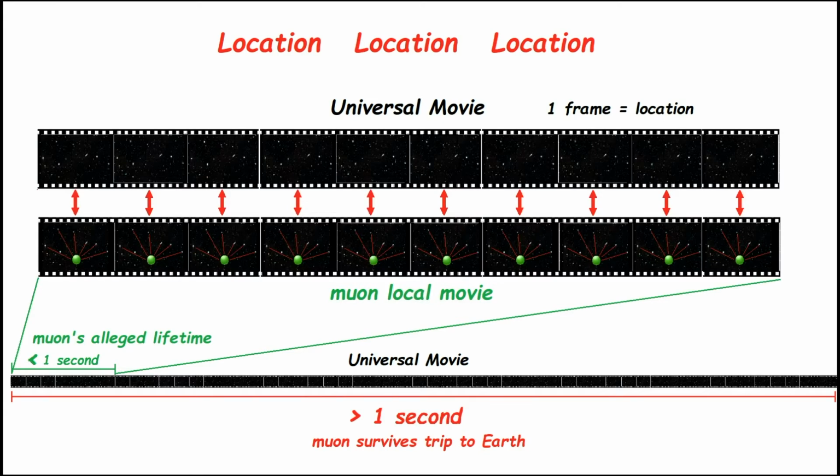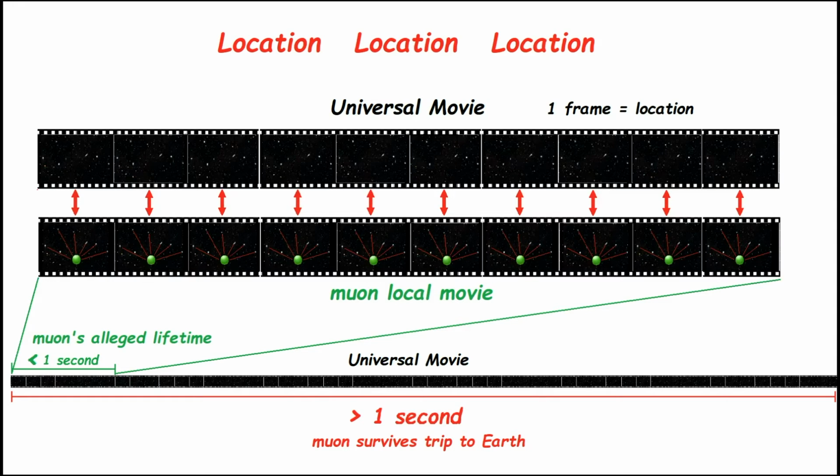Here we see that according to mathematics, those 10 frames that you see there only form a small portion, less than 1 second, of the universal movie. The universal movie is every object and the distance from every atom in the universe to every other atom in the universe. That includes every muon in the universe.